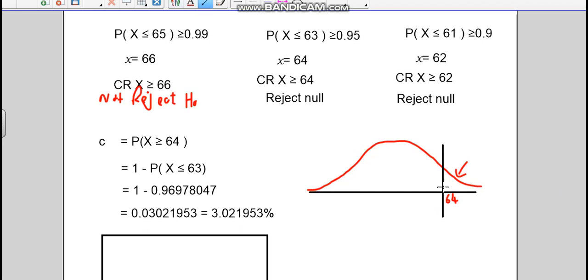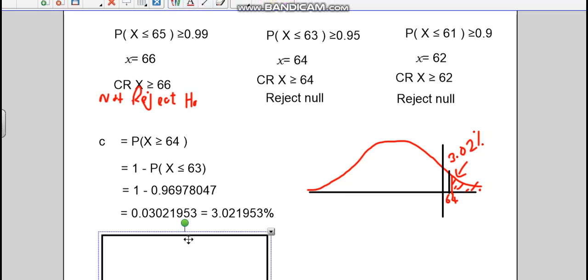If I put a line in there and say that is 3.02%, could I round that and say my significance level is 3%? Well, if I said my critical region was 3%, that would be over this side here, and so I would not be rejecting 64 at the 3% level because this is slightly bigger than 3%. So therefore, the lowest percentage as a whole number has to be 4%.